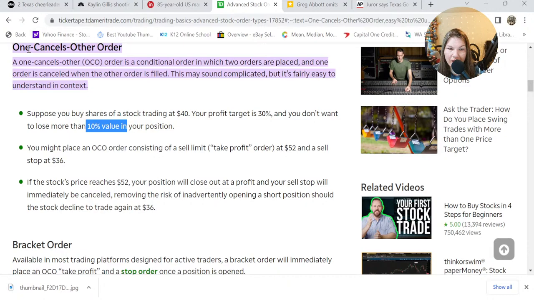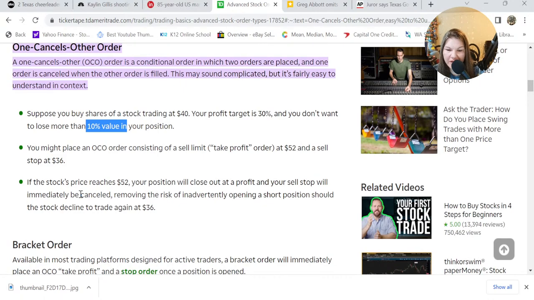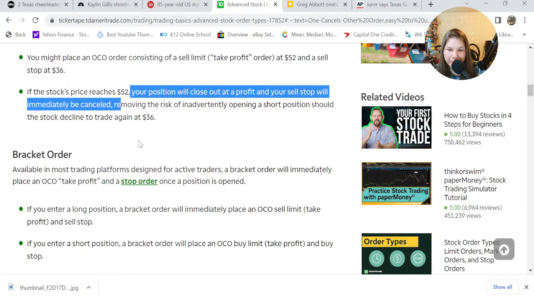So see how the OCO is two orders that are placed, but one cancels the other. So it could be two different orders. This one, they used a sell limit and a sell stop. So if the stock's price reaches $52, your position will close out at a profit and your sell stop will immediately be canceled, removing the risk of inadvertently opening a short position should the stock decline to trade again at $36. So you sell it, get out, and get your 30%.